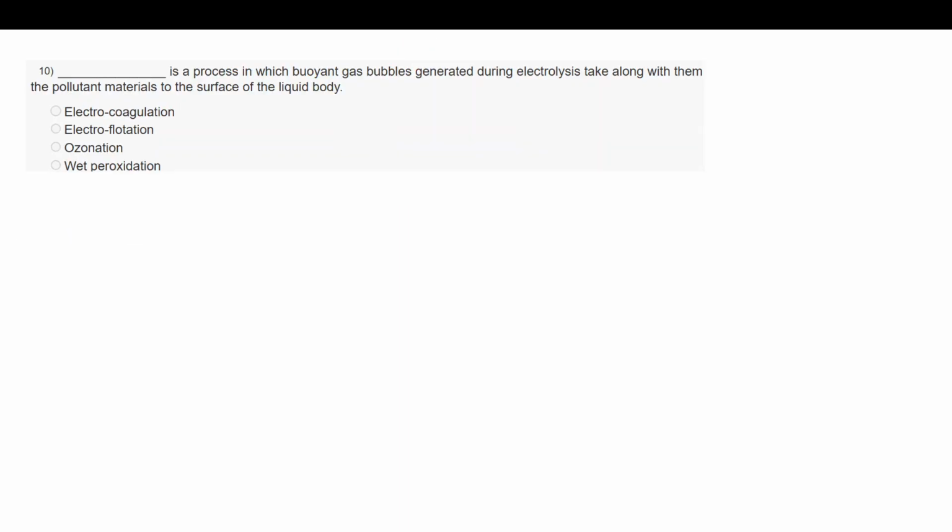Next is, and the last one, dash is a process in which buoyant gas bubbles generated during electrolysis take along with them the pollutant materials to the surface of the liquid body. Electroflotation, yeah, correct. So that is electroflotation, where you are removing the oil, suspended particles, grease, etc.